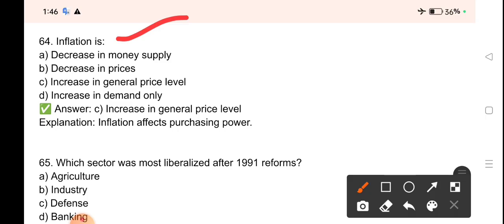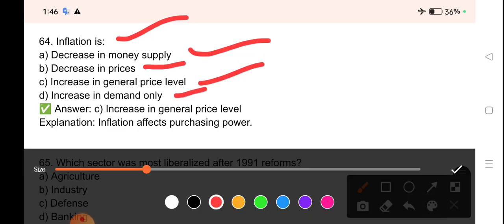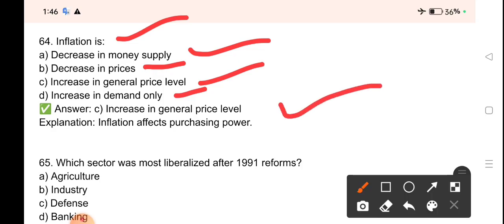Inflation is a decrease in money supply, decrease in prices, increase in general price level, or increase in demand only? Increase in general price level is inflation. Inflation affects purchasing power.